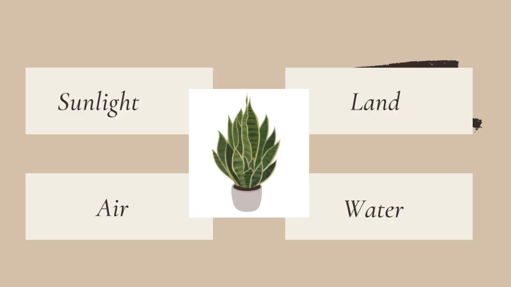Now I have a picture of a snake plant. These are the variables that make it alive. We have sunlight, land, water and air. What if there is a lacking variable? Will the plant survive? Of course, it won't, since it needs those variables to grow. As you can see, a plant that lacks any variable will not survive. Thus, it needs the primary elements to survive.